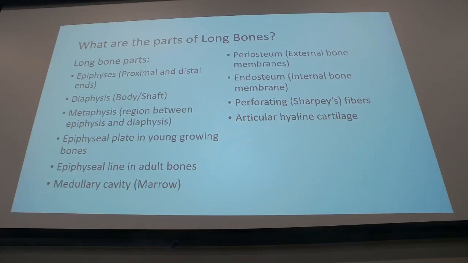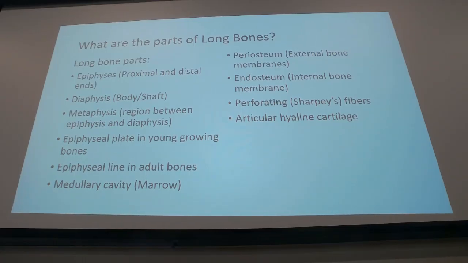And that's what happens with certain people that have diseases like osteoarthritis or rheumatoid arthritis. They damage their cartilage and they end up with deformities in their articulations, in their joints.